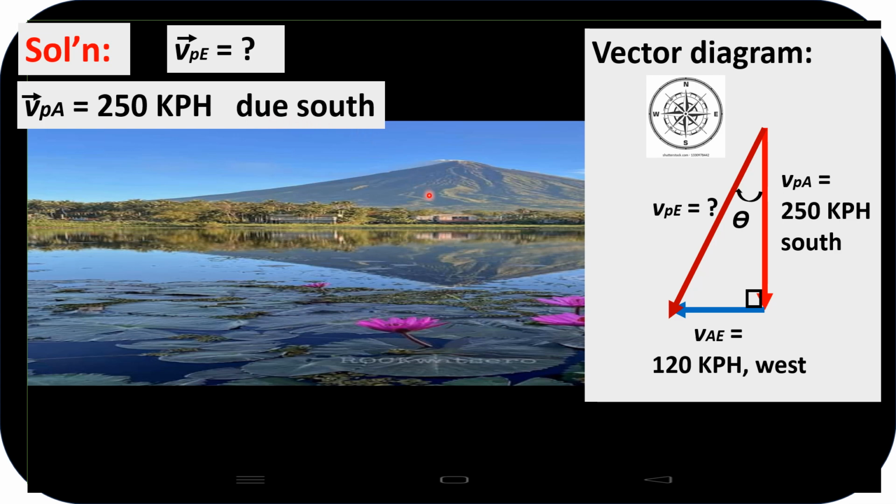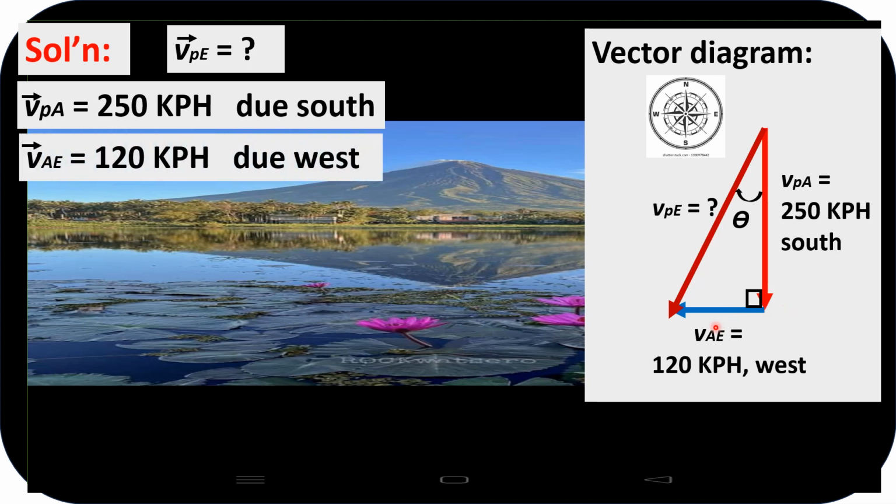We are also given the magnitude and direction of the wind velocity, which is the velocity of the air with respect to the Earth. This is represented by the blue vector arrow in the diagram. That is, v sub AE is just equal to 120 kilometers per hour due west.